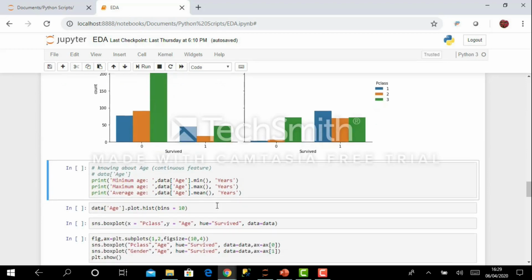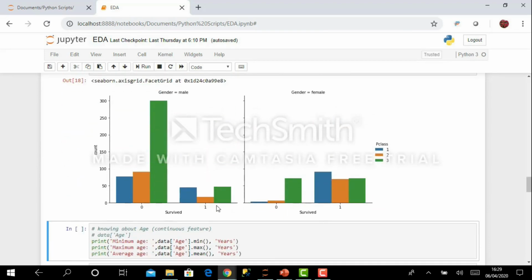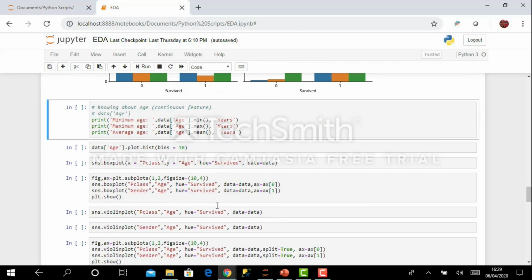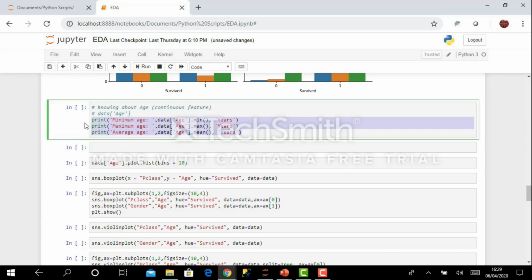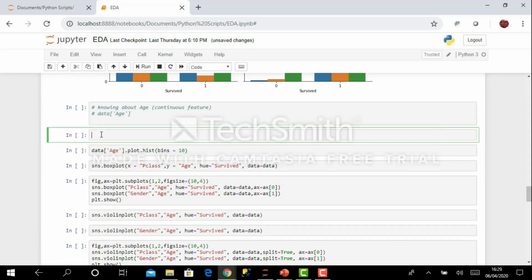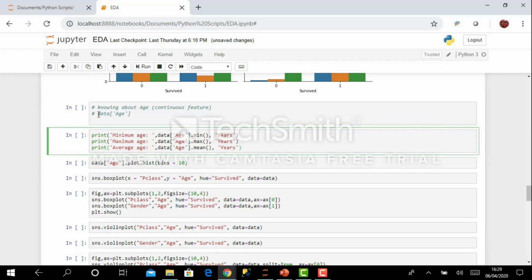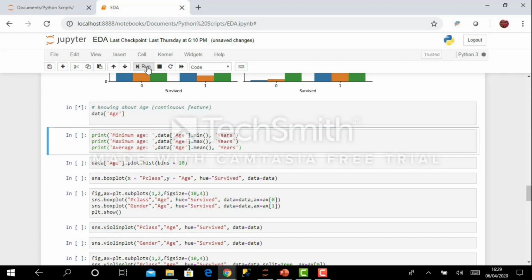Okay, so now I have some understanding about the Pclass and gender columns, so I will go to the next feature, that is called age. Okay, so let me add one new cell here. So let us first execute this.